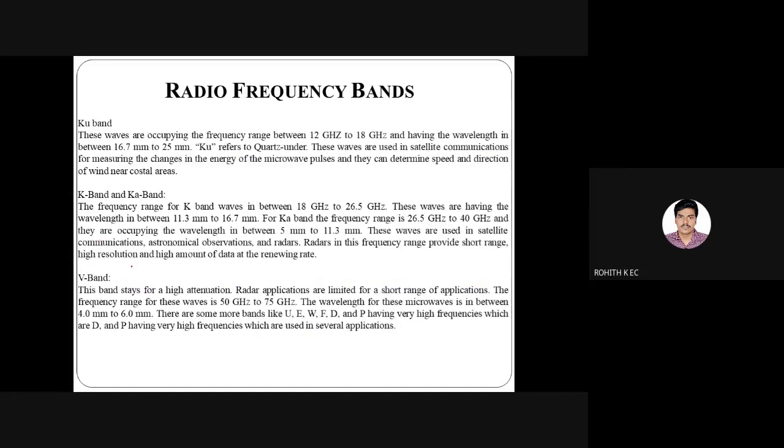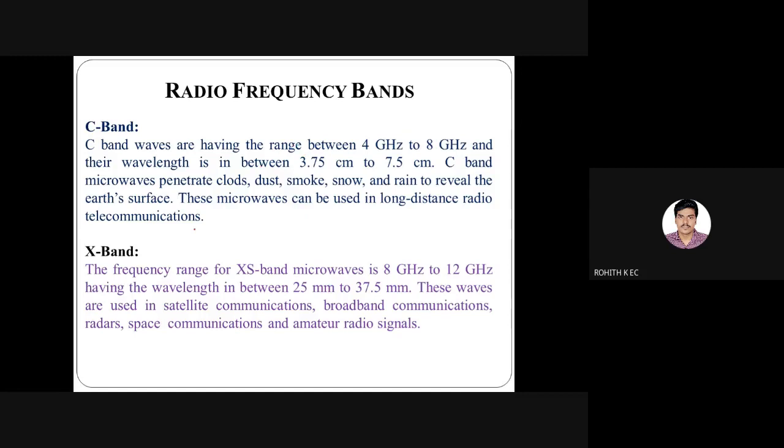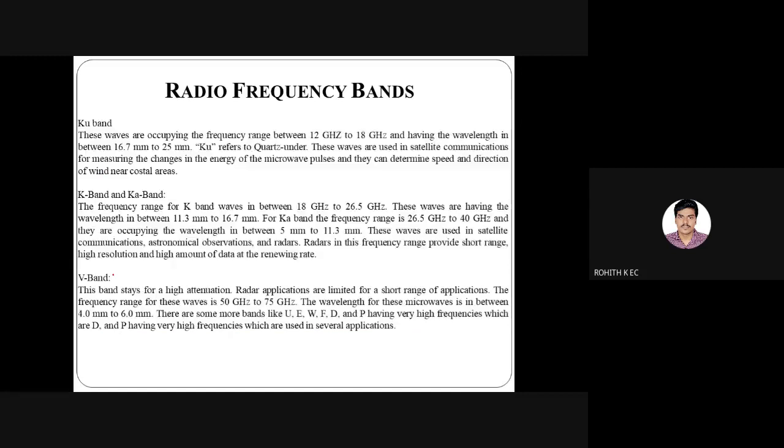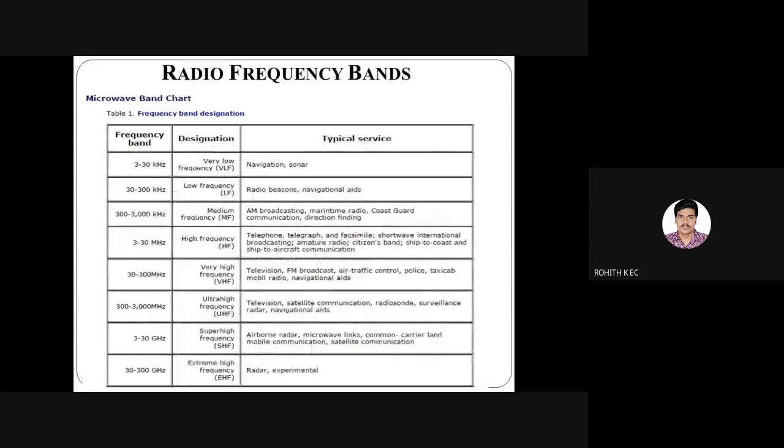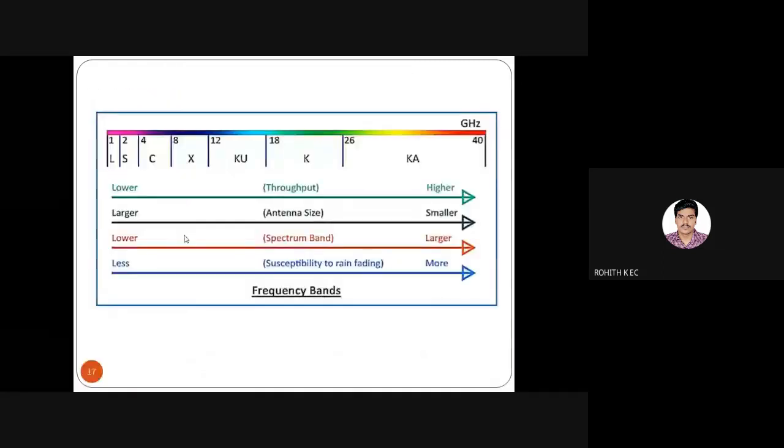Then Ku band, K band, etc. Particularly when space missions take place, be it our ISRO or NASA, they use X band or Ku band or K band for their communication. Interplanetary communications use either X band or Ku band or K band. If you look at some of the satellites' communication range, it will be in this range, either X band, Ku band, or K band in general. And these are the applications that I talked about.